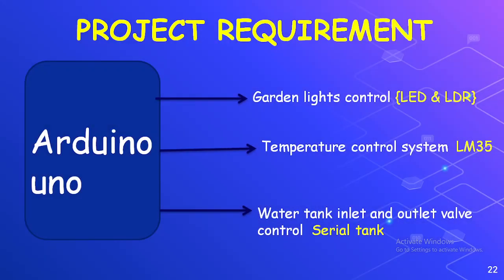Okay. Let us see our project requirements. In our project, we have three main requirements. The first one is garden light control, to control the garden lights in order of sunlight, and then to control the temperature, and then the water tank inlet and outlet valve control.